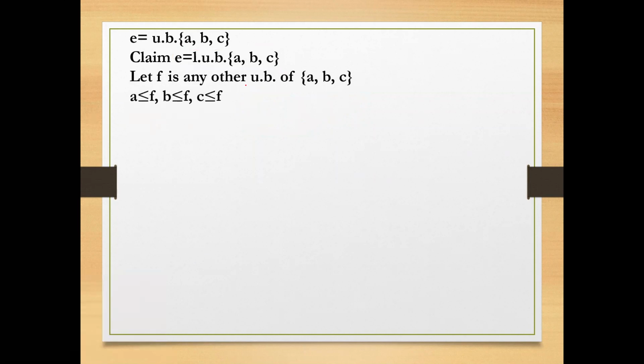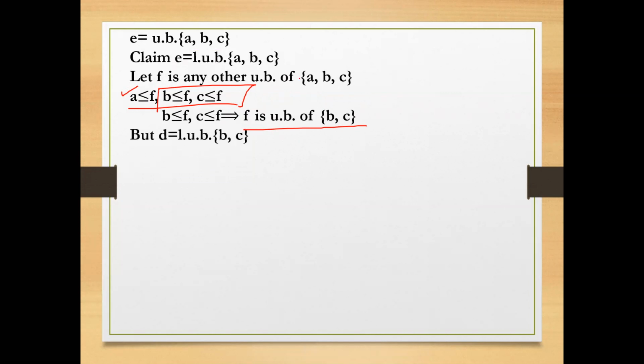Because F is the upper bound of ABC, so we must have A less than or equal to F, B less than or equal to F, C less than or equal to F. Now take only these two, B less than or equal to F and C less than or equal to F. For the time being, ignore A less than or equal to F. We will use it later on. So we will use only these two terms, B less than or equal to F and C less than or equal to F. Now B less than or equal to F, C less than or equal to F also implies F is the upper bound of BC, because F occurs on the right hand side of both. So F is the upper bound.